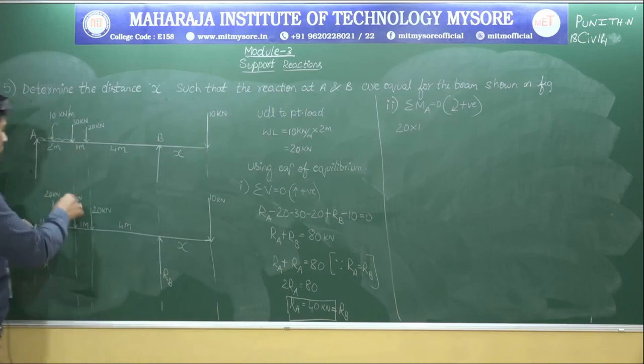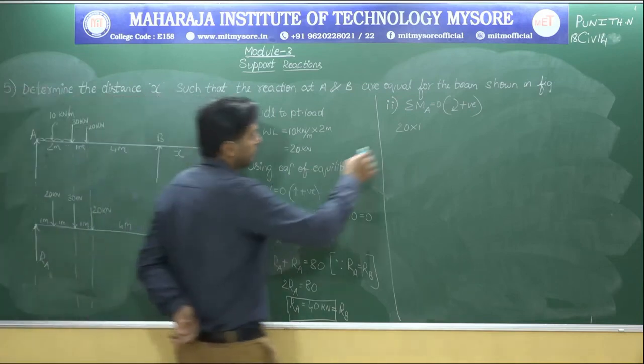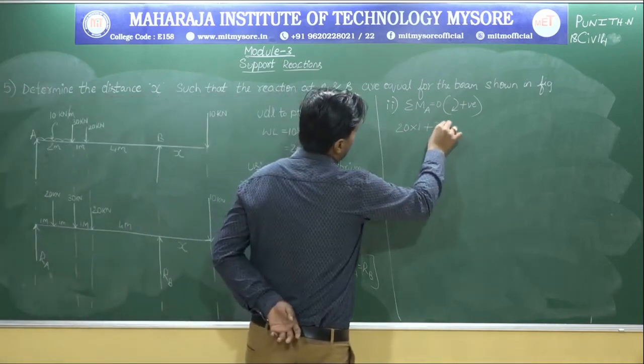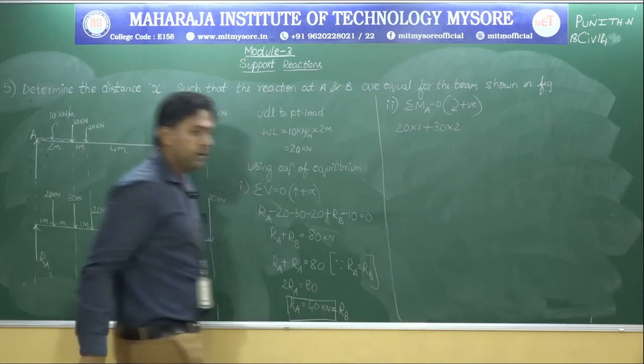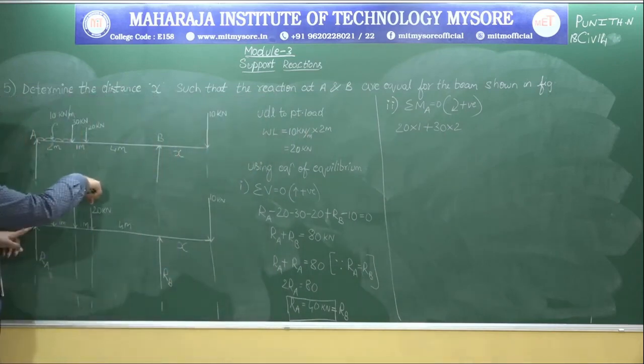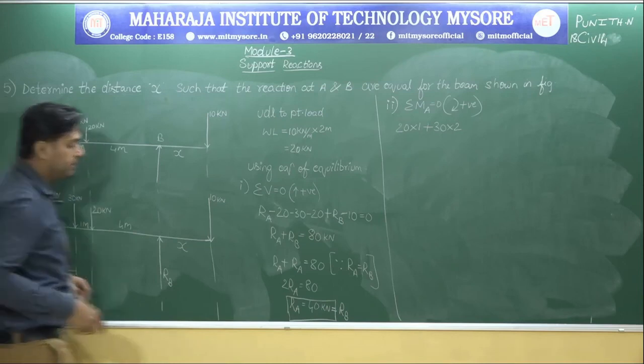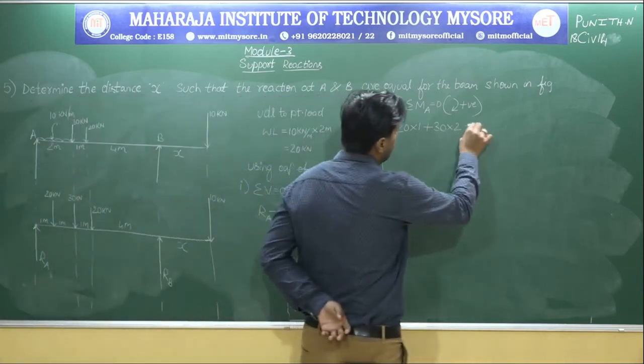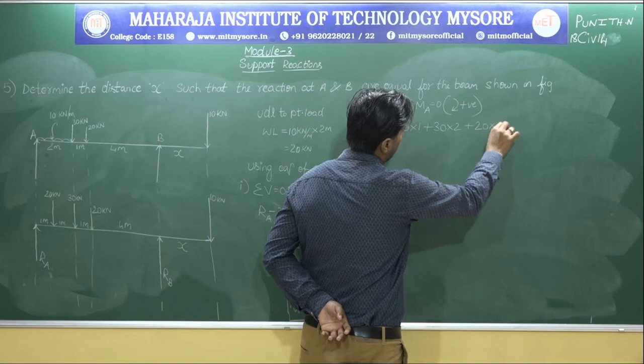Next, there is one more, 30 kilonewton. This force also needs to go and touch it in clockwise. So 30 into 2 plus 30 into 2. Next, again, this one more 20. So this 20 into 3 plus 20 into 3.